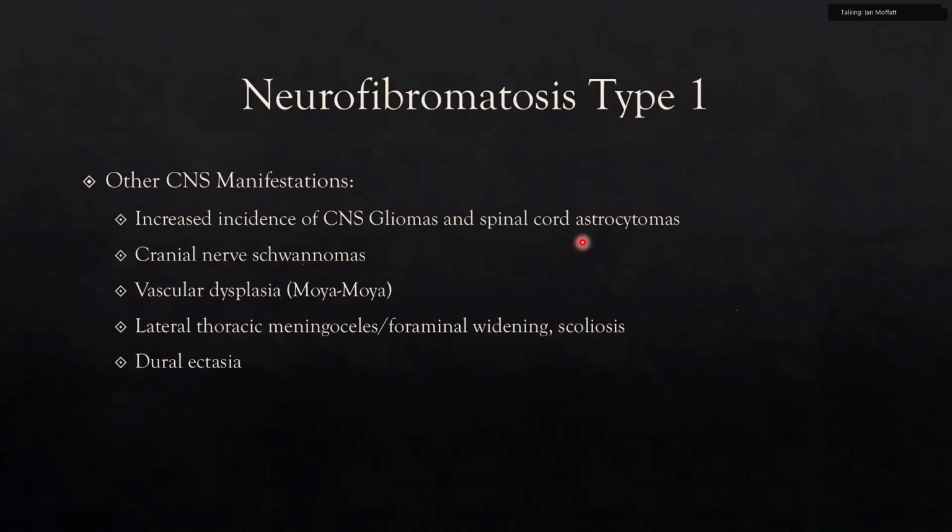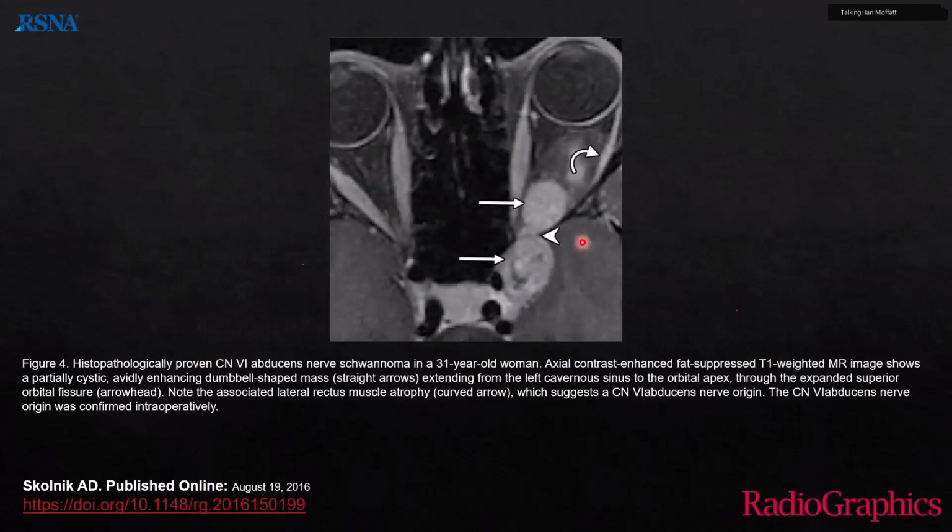Other CNS manifestations, they do have an increased incidence of CNS gliomas and spinal cord astrocytomas, although not a common feature. They can present with cranial nerve schwannomas, so cranial nerve palsies, vascular dysplasias, typically moyamoya, lateral thoracic meningoceles, foraminal widening, scoliosis, and dural ectasia. So here's an example of an abducens nerve schwannoma in a neurofibromatosis type 1 patient. You can actually see evidence of lateral rectus atrophy as well.